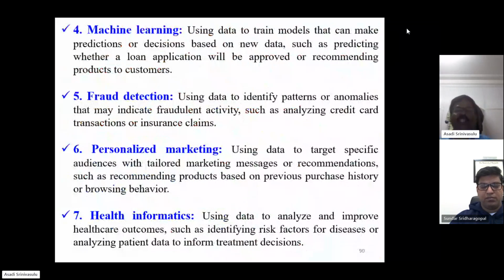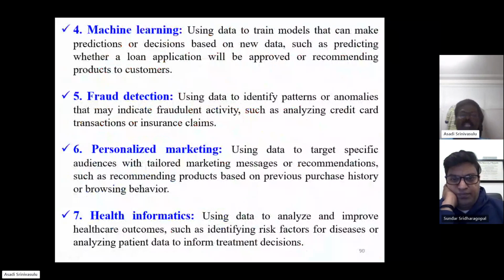So we are using various approaches in machine learning, and fraud detection, especially in cyber security data. We are using fraud detection and personalized marketing. Also, we are using data science concepts in healthcare and healthcare analytics, which is very, very important, emerging, and an ongoing research concept in health informatics. These are the 4 pillars of data science.